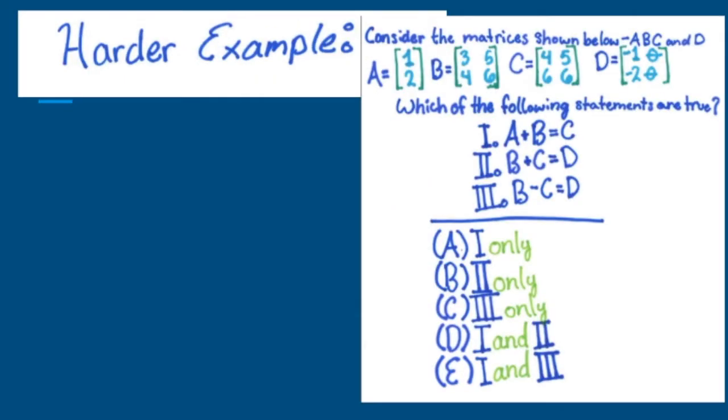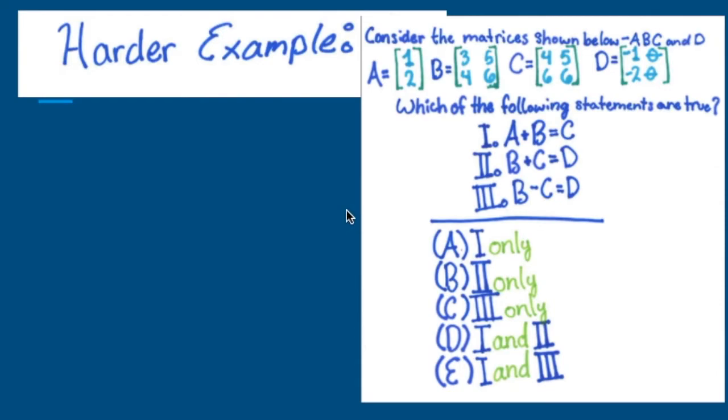A harder example of adding and subtracting would also be this. So, let's do this together. Consider the matrices shown below, A, B, C, and D. A is 1, 2. However, we can see the dimensions are 2 by 1. B is 3, 5, 4, 6. We can see that the dimensions are 2 by 2. C is 4, 5, 6, 6. We can also see that these dimensions are 2 by 2. D is negative 1, 0, negative 2, 0. And we can see that this is 2 by 2.